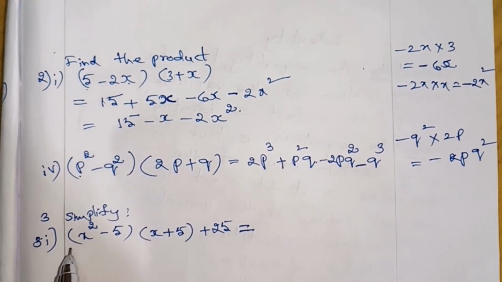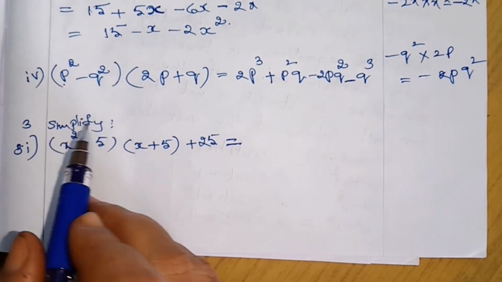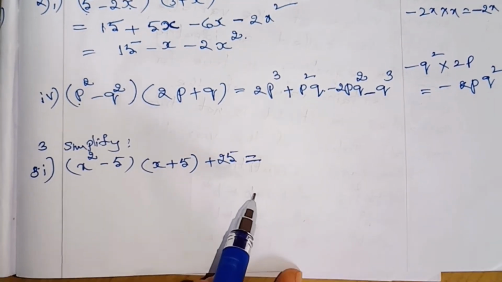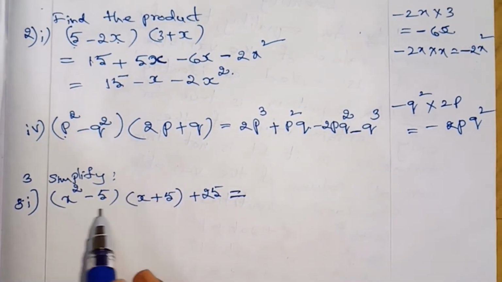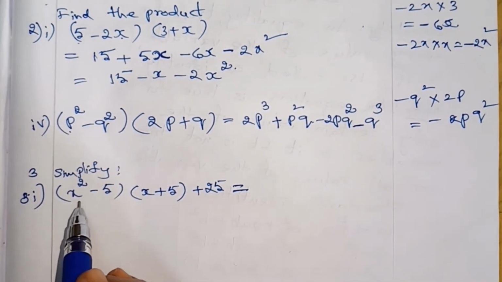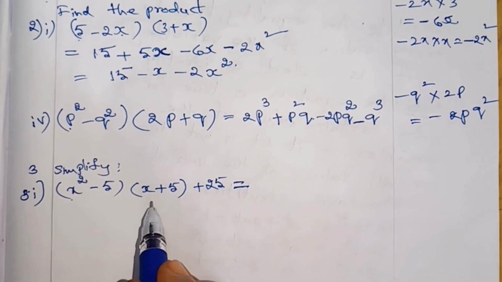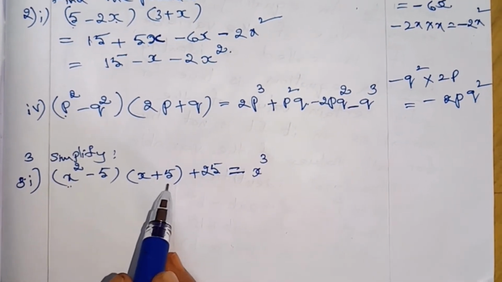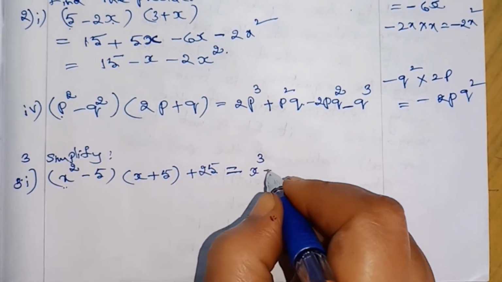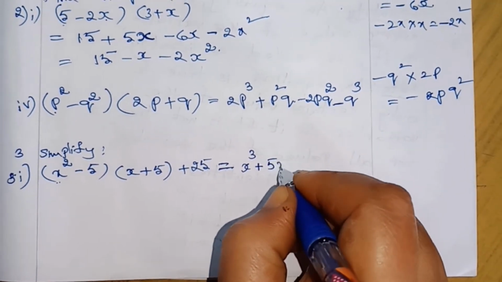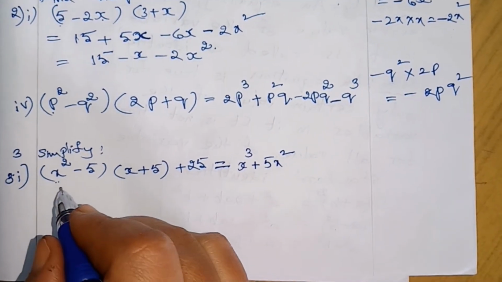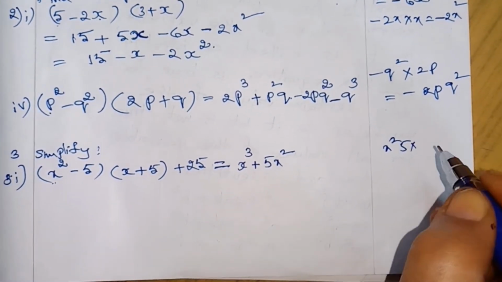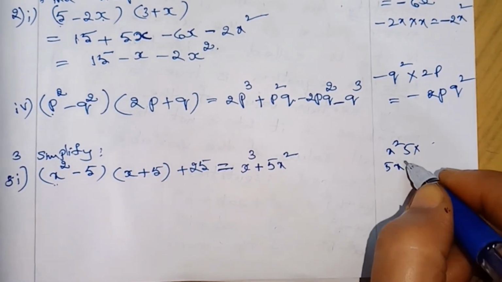Next sum, third sum. This is simplified: x square minus 5 into x plus 5 plus 25. So first we multiply these two. x square into x is x cube. X square into 5 is 5x square. We won't write it as x square 5; this is wrong. We write it as 5x square.